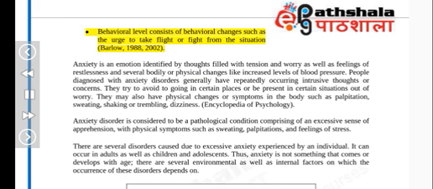Behavioral level consists of behavioral changes such as the urge to take flight or fight from the situation. Barlow, 1988, 2002. Anxiety is an emotion identified by thoughts filled with tension and worry as well as feelings of restlessness and several bodily or physical changes like increased levels of blood pressure.